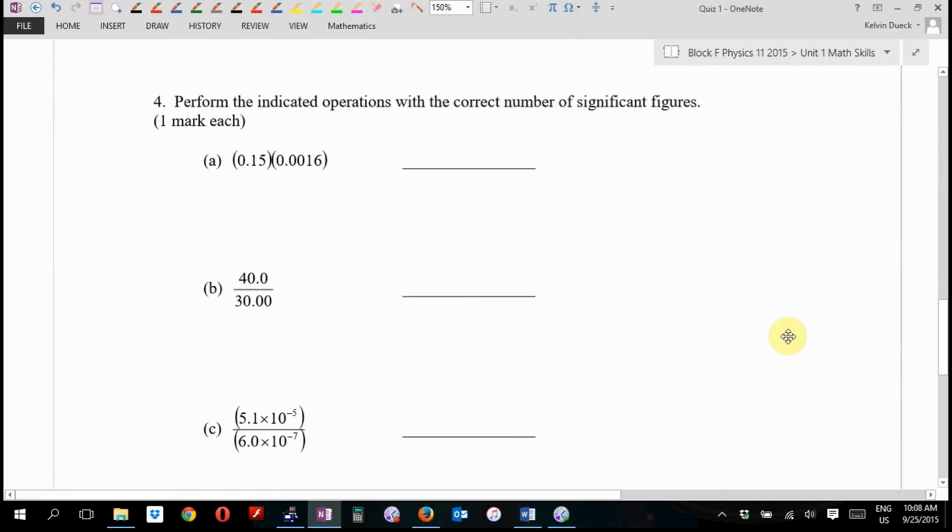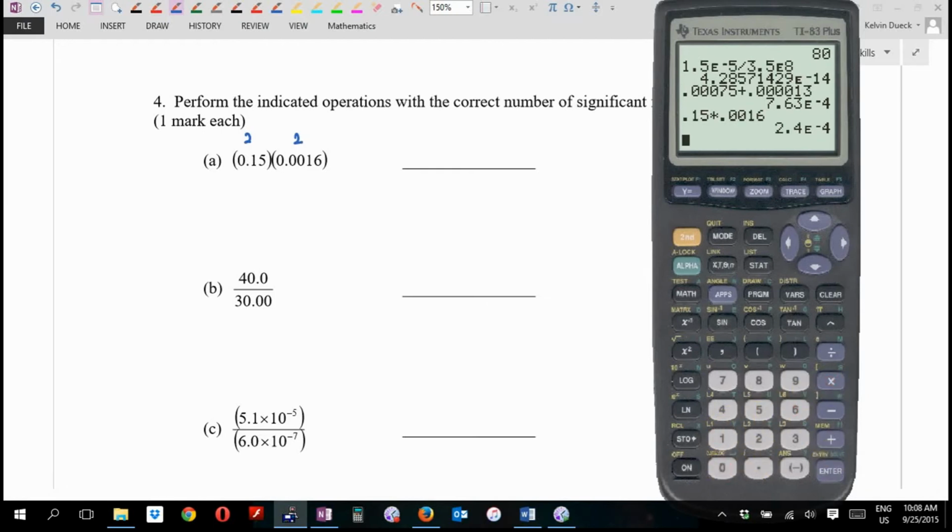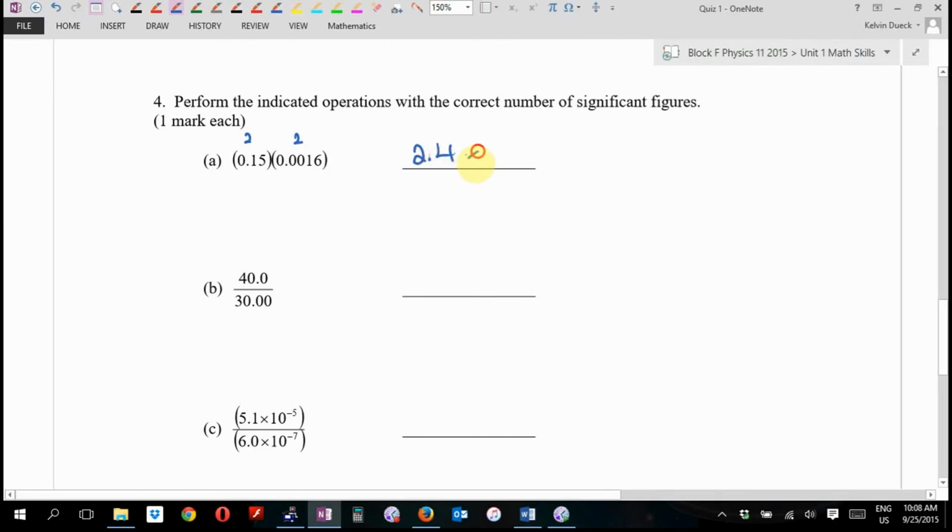Perform the indicated operations with the correct number of sig figs. Now, did I say scientific notation here? So I'll take either, I guess, because I didn't say you couldn't. Didn't say you had to. But I will be fussy on sig figs. We're multiplying 2 sig figs, 2 sig figs. 0.15 times 0.0016. So you can either write 2.4 times 10 to the negative 4, which is 2 sig figs, or 10 to the negative what, Matt? 1, 2, 3, 4, or that. Either's fine. Those are 2 sig figs.